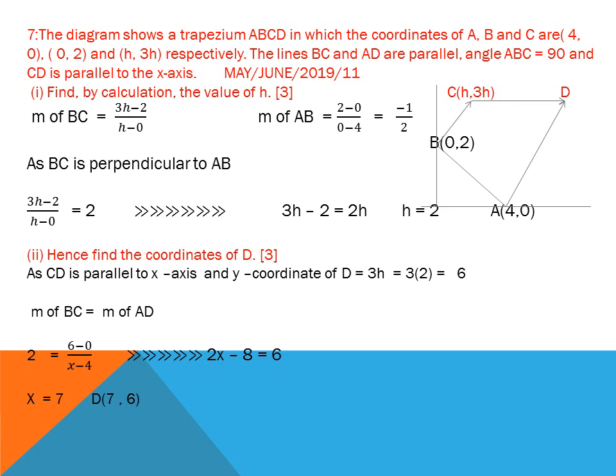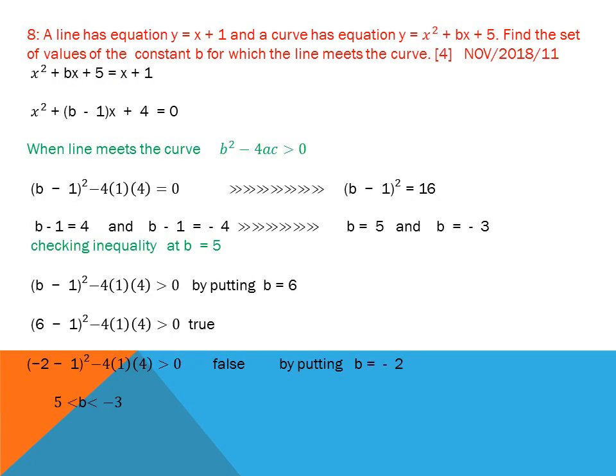Then the gradient of BC is equal to the gradient of AD. So 2 is equal to the gradient of AD, because the gradient of BC is 2, which is perpendicular to AB. Gradient of AD is y2 minus y1, because I have found the y coordinate 6, so 6 minus 0 over x minus 4. I find the value of x here, 7. So the coordinates of D are 7 and 6.